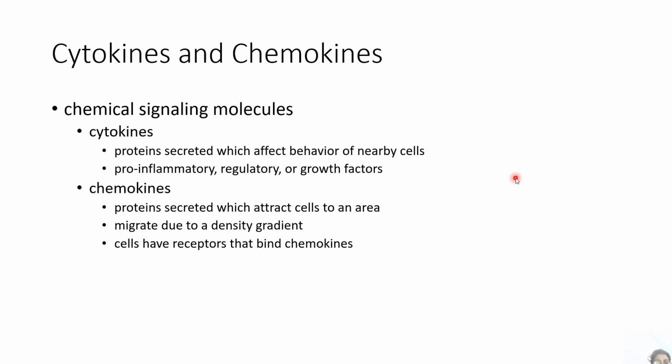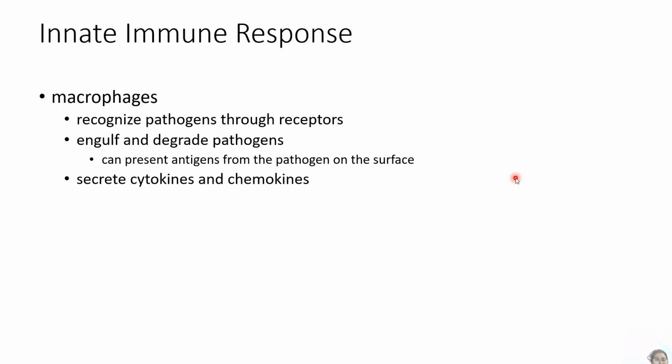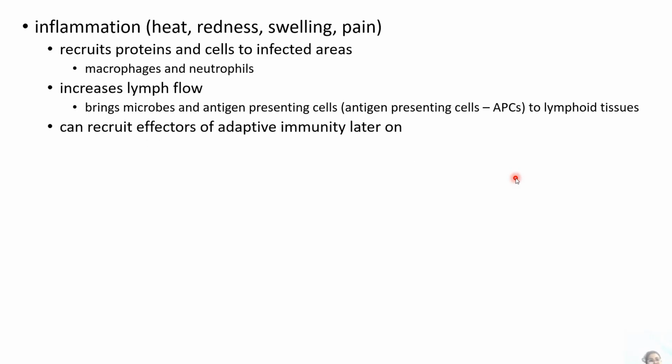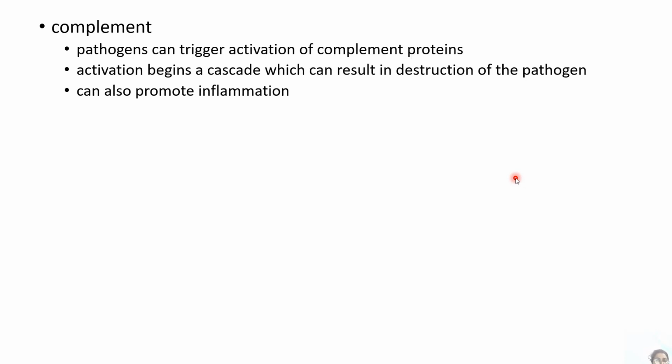Now, chemical signaling molecules. Cytokines are proteins secreted which affect behavior of nearby cells: pro-inflammatory, regulatory, or growth factors. Chemokines are proteins secreted which attract cells to an area, cells migrate along a density gradient, and cells have receptors that bind chemokines. Now, macrophages recognize pathogens through receptors, engulf and degrade pathogens, can present antigens from the pathogen on the surface, and secrete cytokines and chemokines. Inflammation recruits proteins and cells to infected areas, macrophages and neutrophils, increases lymph flow, all of these.